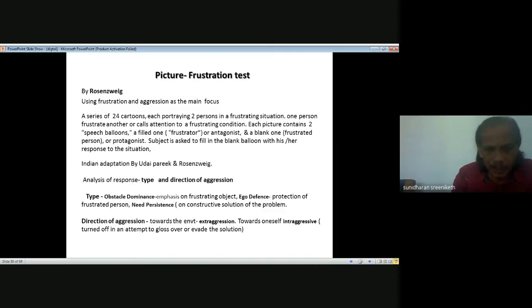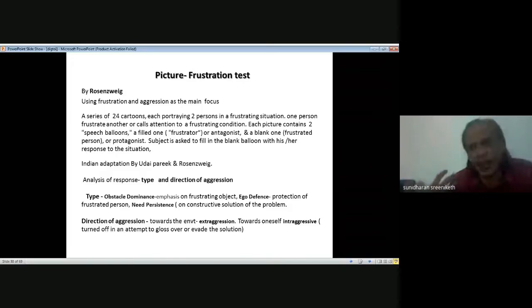So writing "angry" is not the response. You have to make the response in a sentence. I may have become angry, or in what way you show the anger, or by which expression you show the aggressive tendencies towards the other person. So you have to write in a sentence how you respond, not just "angry." You became angry, but by showing which reaction do you express this anger? That is to be analyzed through this picture frustration test.